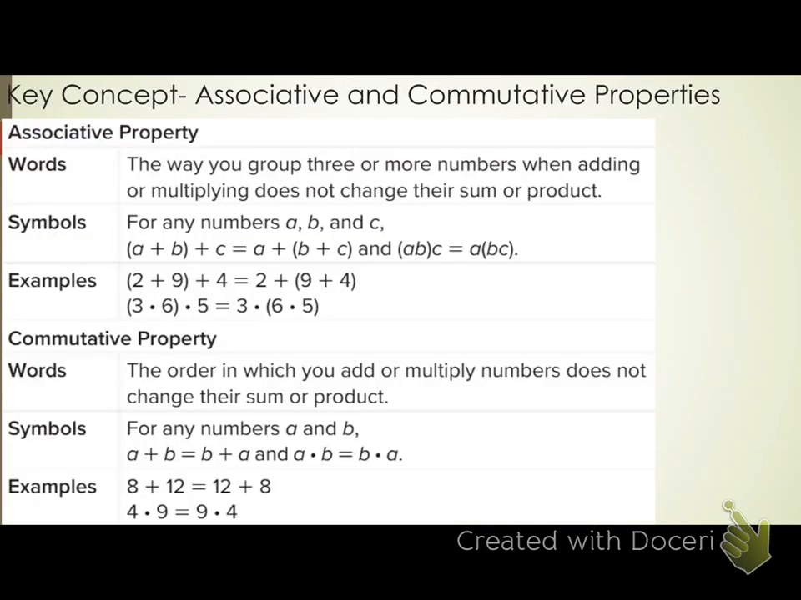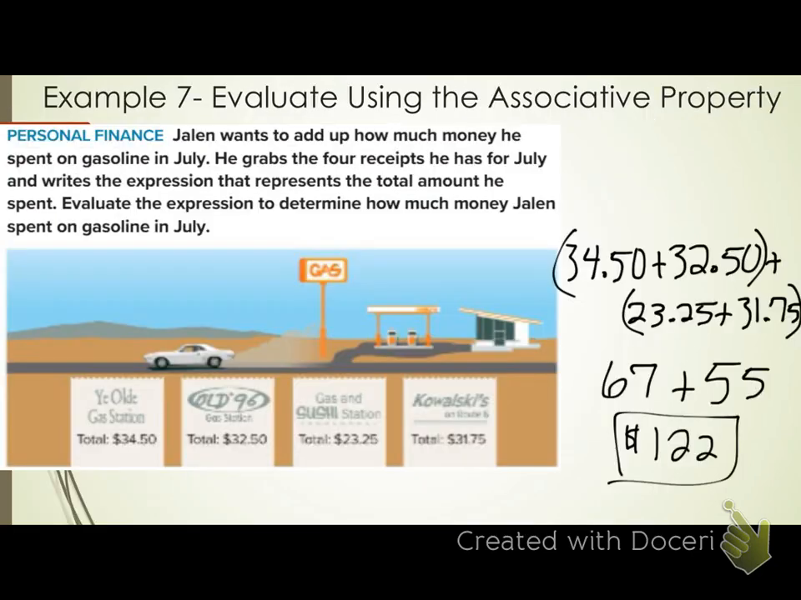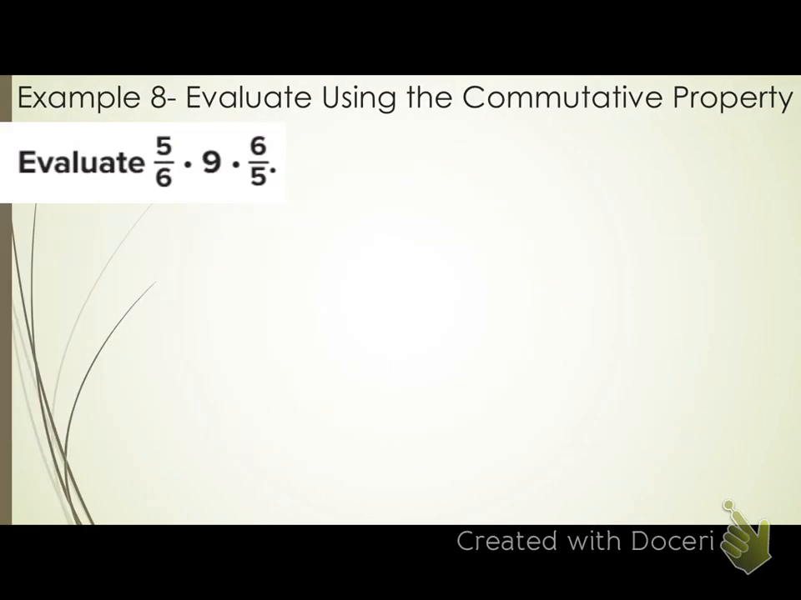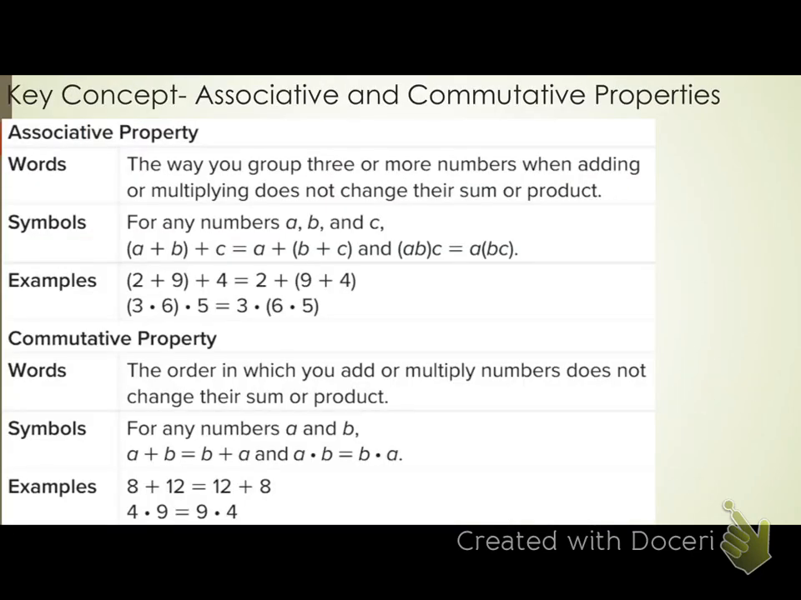But today, if we change the order of our product, what would we call that? What property? Our commutative property. This is all multiplication, correct? Yes, sir. So the commutative property tells me the order in which I add or multiply numbers does not change their sum or product. So I can multiply the numbers in any order I want.